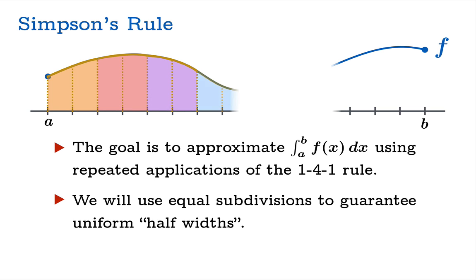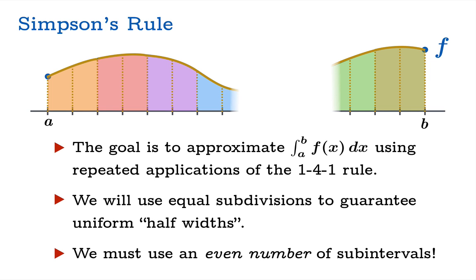Now on each pair of subintervals, we can apply the 1-4-1 method. And you'll notice that because the 1-4-1 method requires a pair of subintervals, the total number of intervals we use has to be even. In other words, we have to use an even number of subintervals if we're going to apply the 1-4-1 rule repeatedly throughout the larger interval.